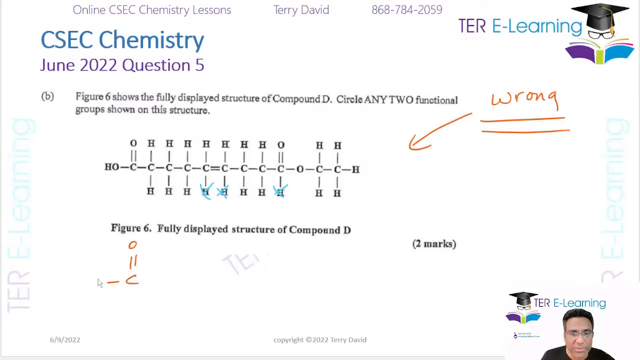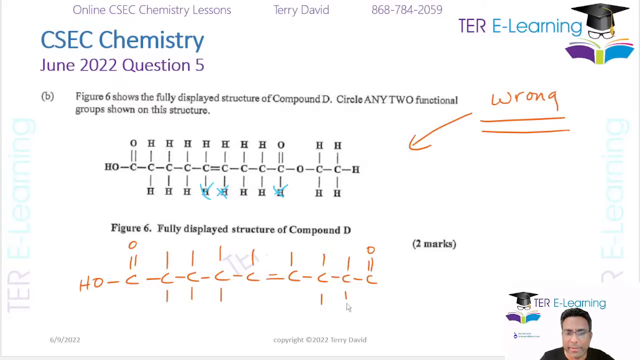So this is what the structure should be, and I'll tell you what the answer should be. 1, 2, 3, 4, 5. Then we have a double bond. We have a carbon, 2, 3, 4. The structure is getting kind of long though. Then you have O, and you have C, C. So this is what the structure should have been.